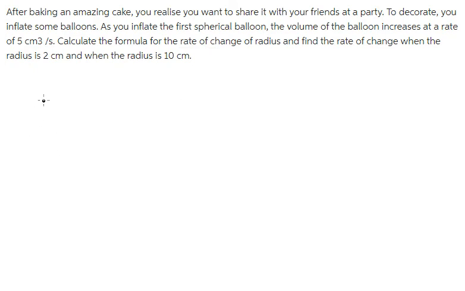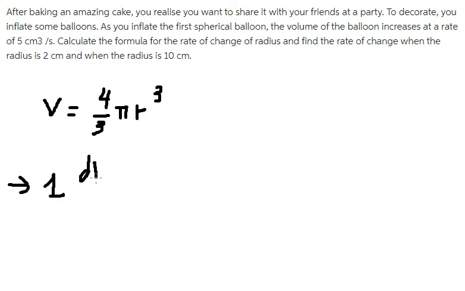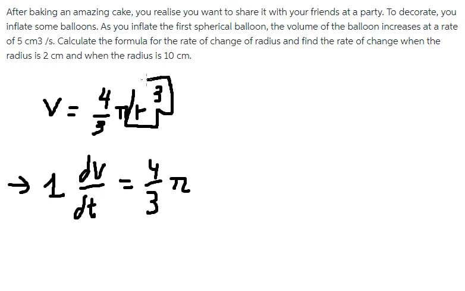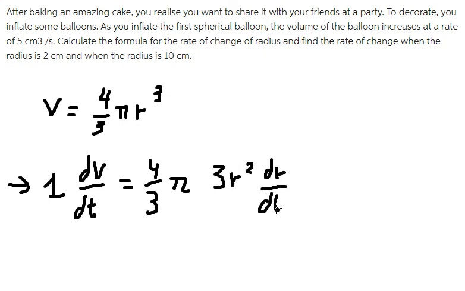The formula of the sphere, that is about 4 over 3 πr to the power of 3. Now if I do the first derivative for both sides, we have number 1 and we have dV over dt. First derivative of r to the power of 3, we have 3r squared dr over dt.